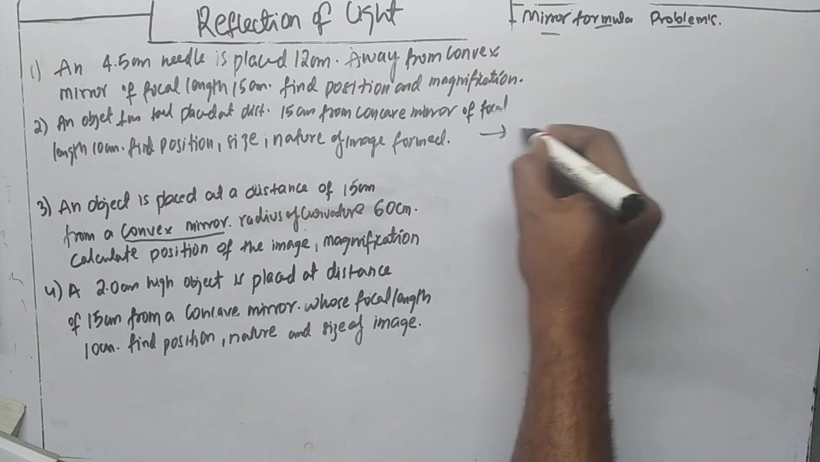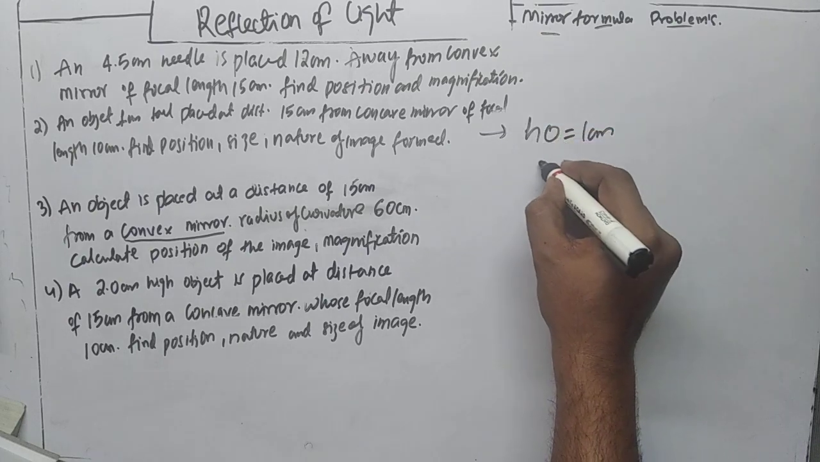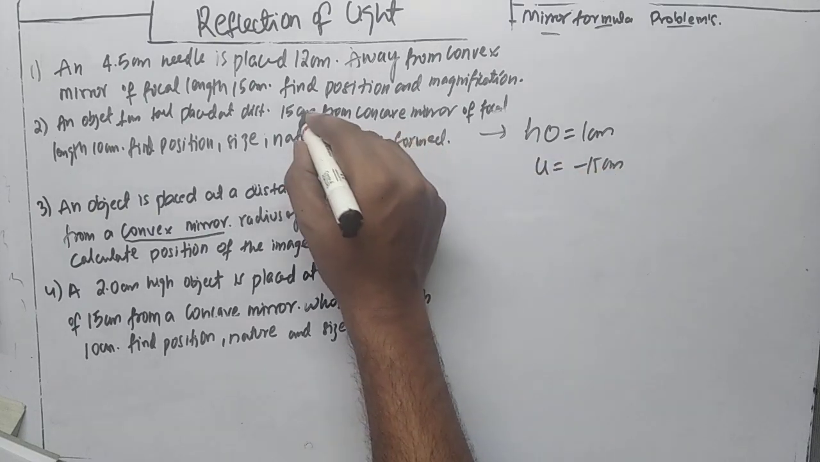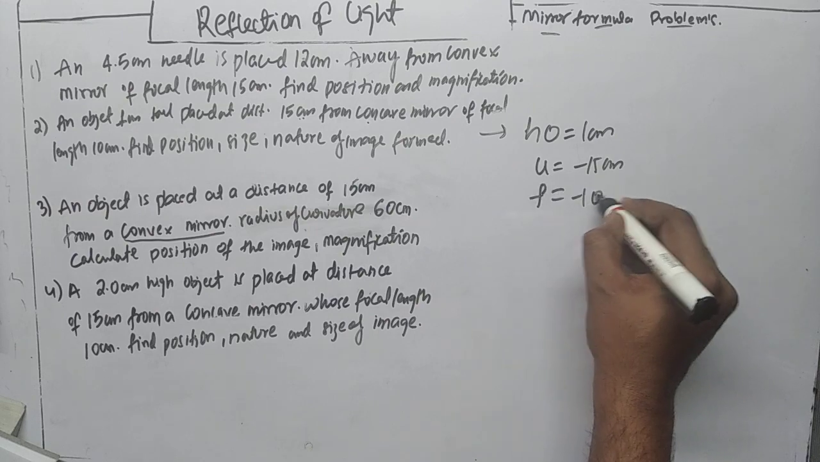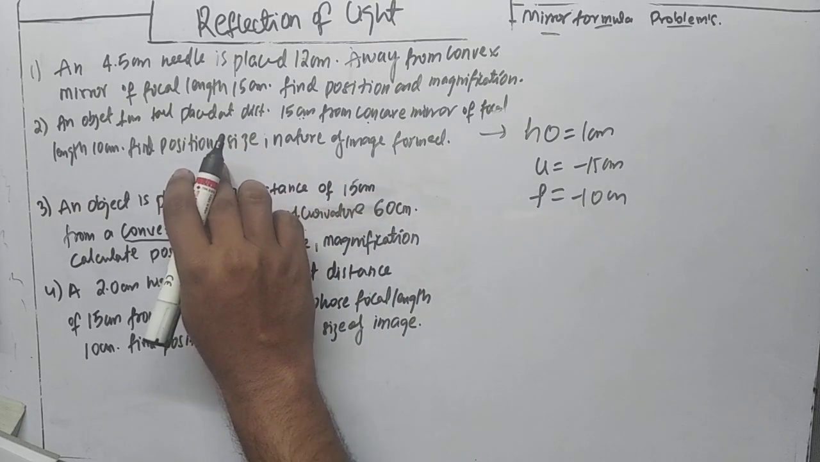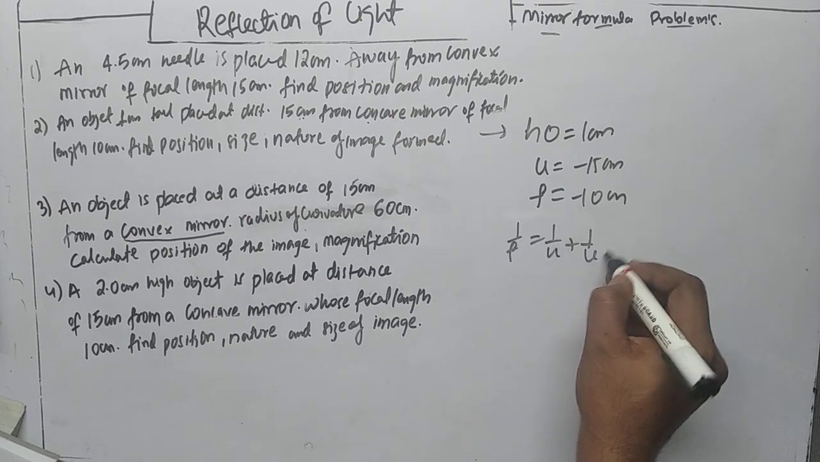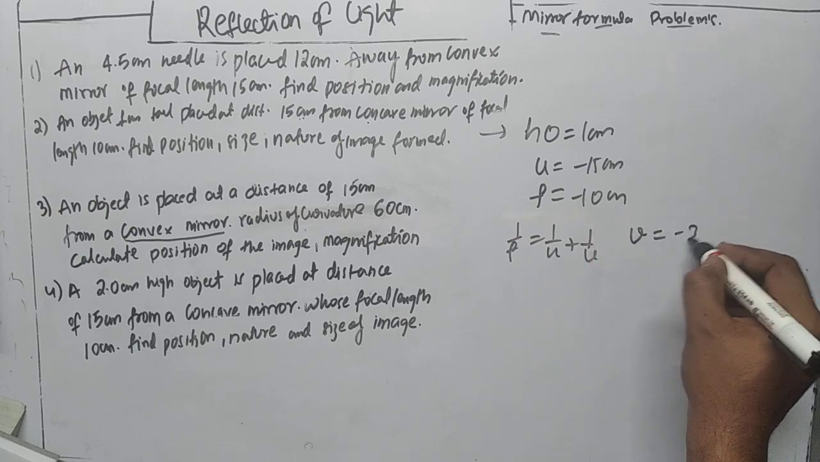For this question, the object is 1 centimeter tall, height of the object, and it is 15 centimeter from the concave mirror. So u value will be minus 15 and focal length is minus 10. We are asked to find the value of v. You can substitute in the mirror formula: 1 by f is equal to 1 by u plus 1 by v. If you substitute in this formula, we get v value as minus 30 centimeter.